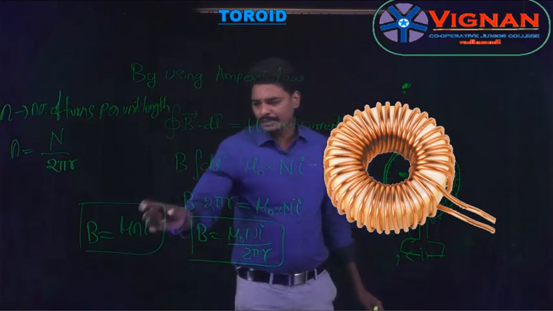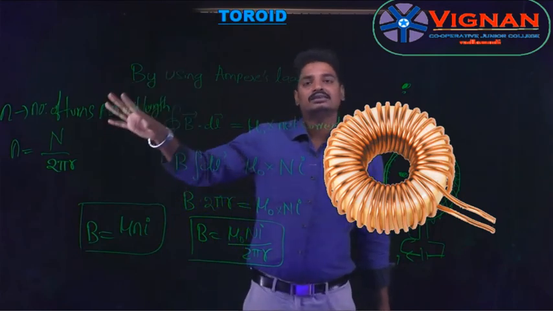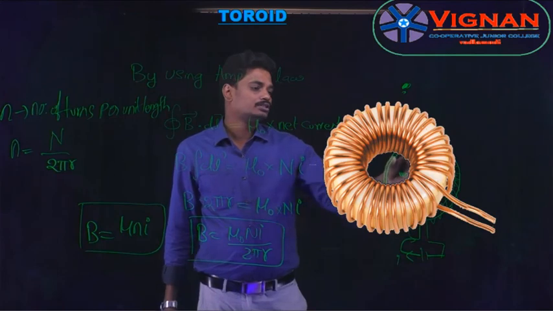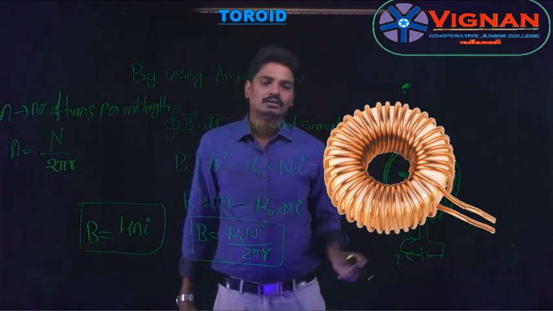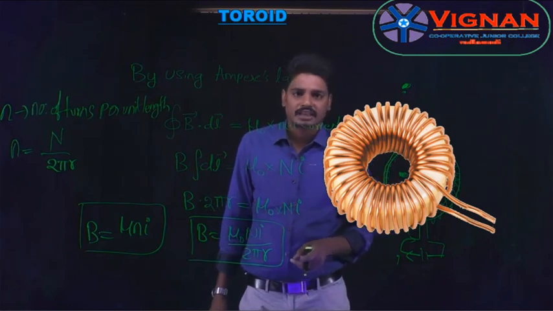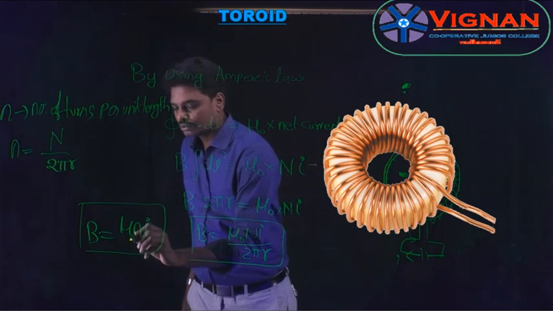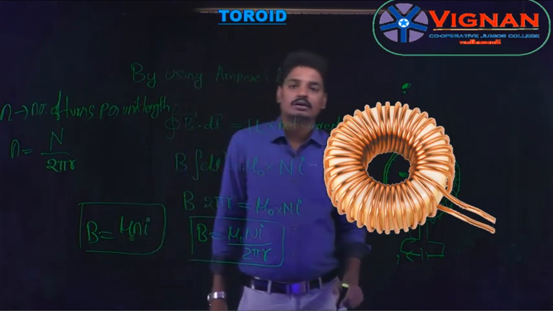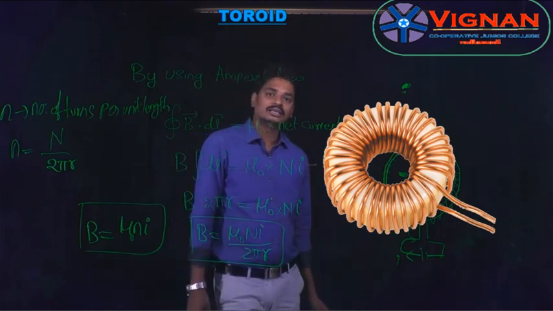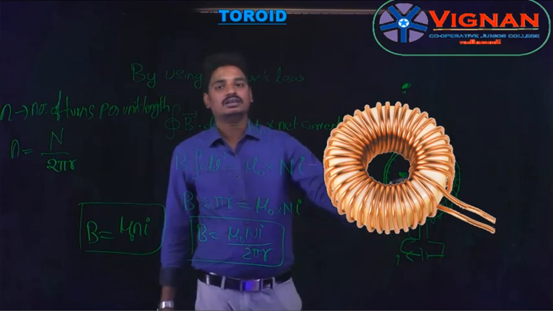This is the same mathematical expression as for the strength of the magnetic field in case of an infinite length solenoid. So here also the same will be generated in case of the toroid. Inside the toroid, the strength of the magnetic field will be equal to mu naught n I, where mu naught is the permeability of free space, n is the number of turns per unit length, and I is the current flowing in the toroid.